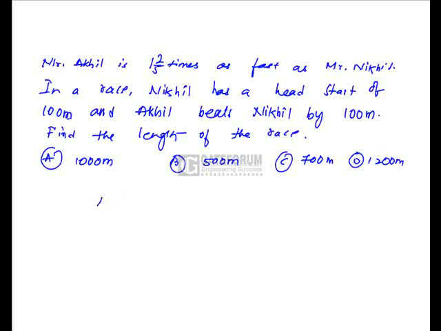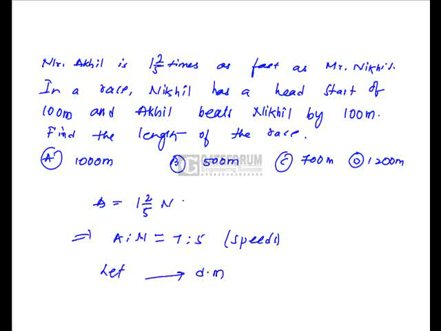Now, it is given that Akhil is equal to 2 by 5 times of Nikhil. So, I'll write it as Akhil is to Nikhil will be 7:5. That means the speeds of Akhil and Nikhil are 7:5. These are nothing but the ratio of speeds. Now, also, let us take that the distance is d meters. That means the length of the track is d meters.